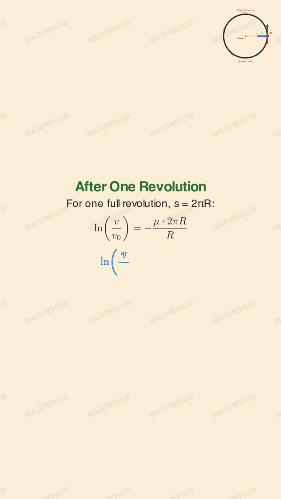For one full revolution, the distance along the circle is s equals 2 pi r. Substituting, natural log of v over v0 equals minus mu times 2 pi r over r. The r cancels beautifully, giving us ln v over v0 equals minus 2 pi mu. Exponentiating both sides, we get the final result. V equals v0 times e to the power minus 2 pi mu.